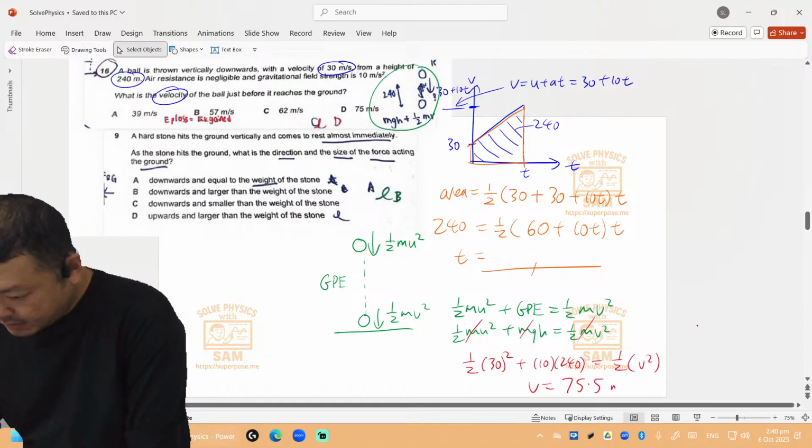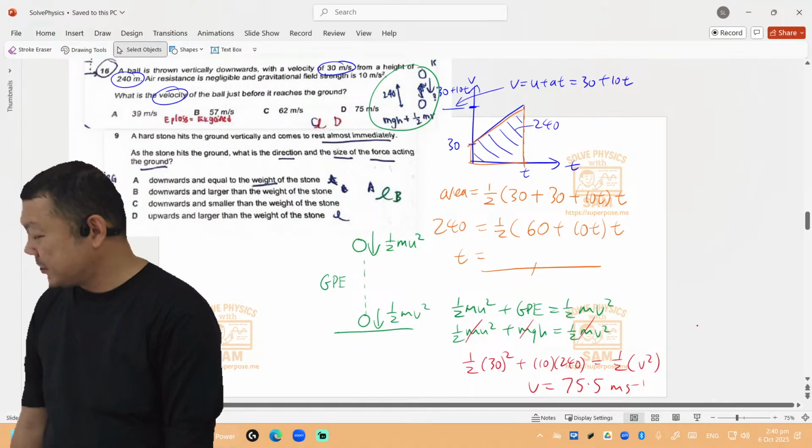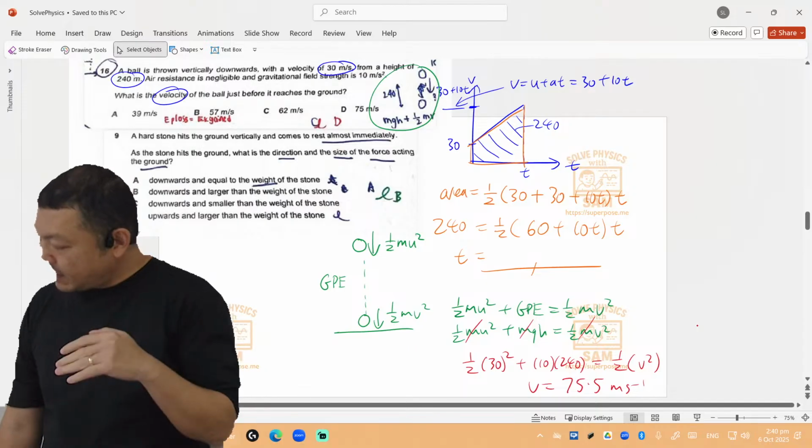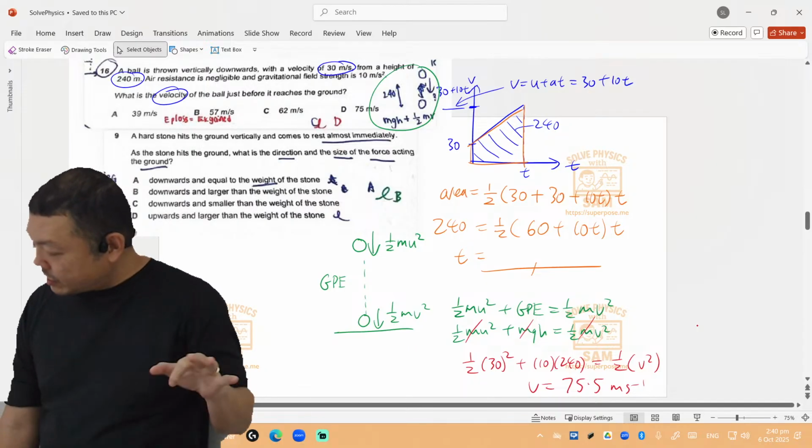(75.5 meters per second). Is it? All right, so D is your closest answer. It should be 76 lah, the answer key. All right. Okay. Right here, right now, I want all three of you to remember this.